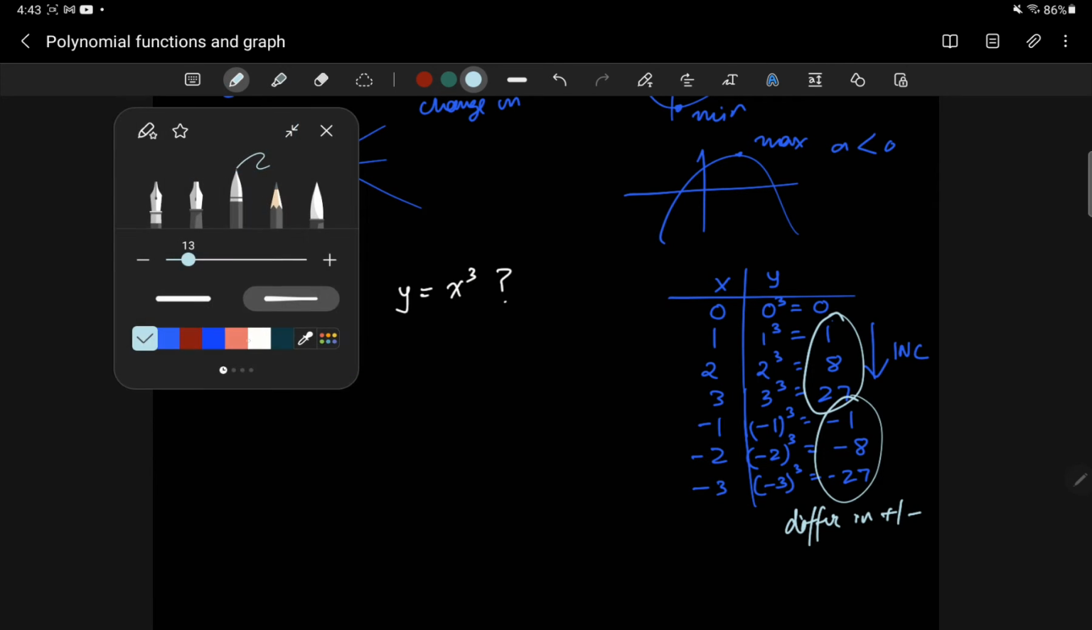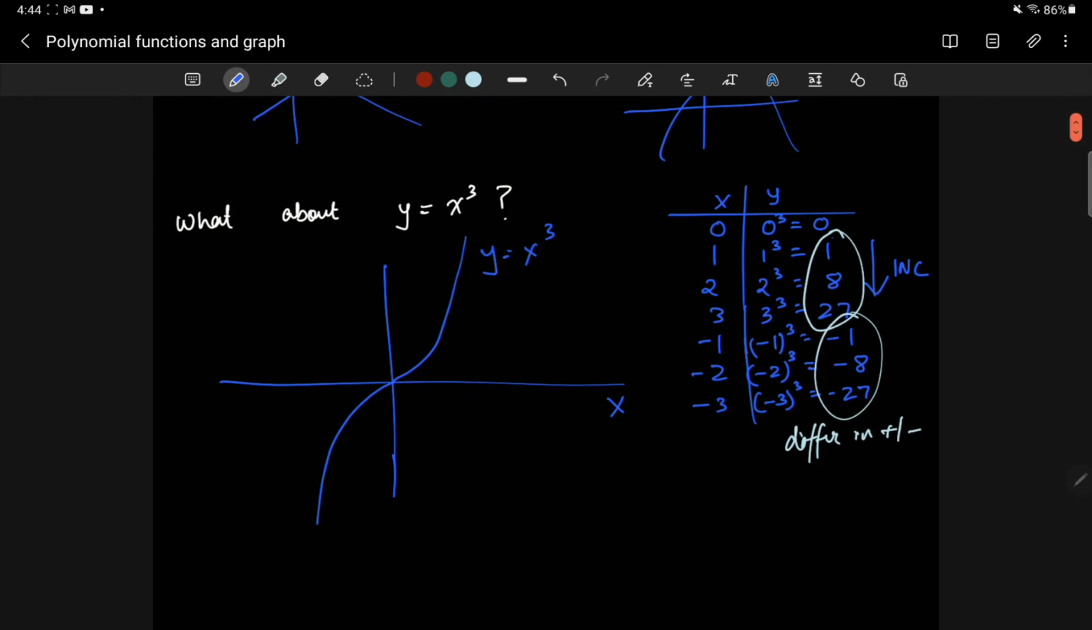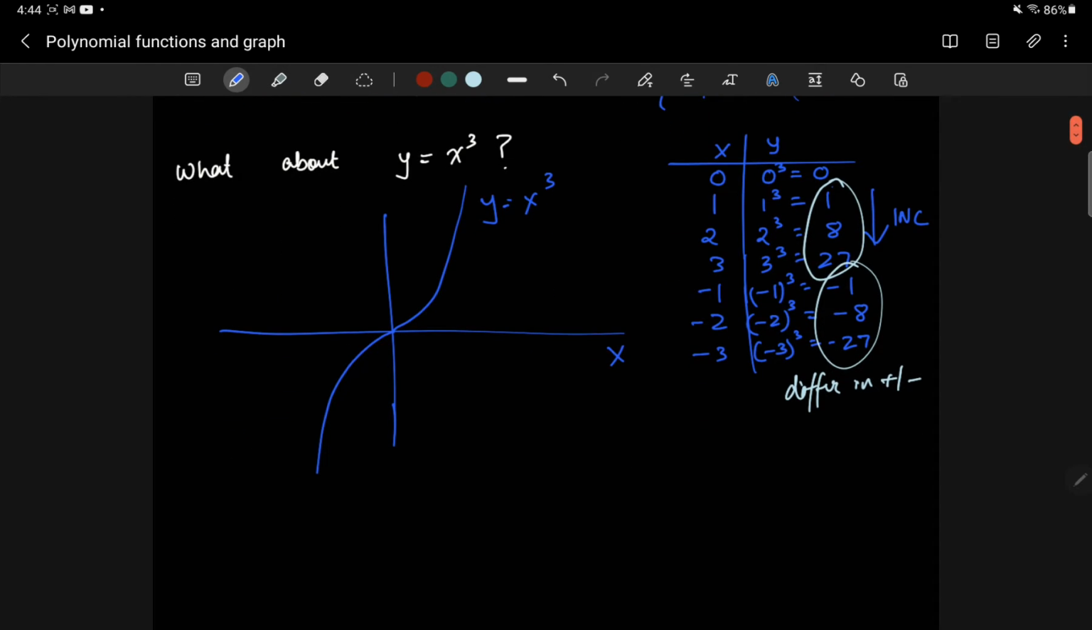Which means that if you were to plot this, for positive values of x, it increases really fast, and for negative values of x, it goes down. So that would be a typical shape for y equals x cubed, saying that as x increases, y increases, and as x decreases, y decreases, right? Meaning it becomes more and more and more negative. So that is the shape.